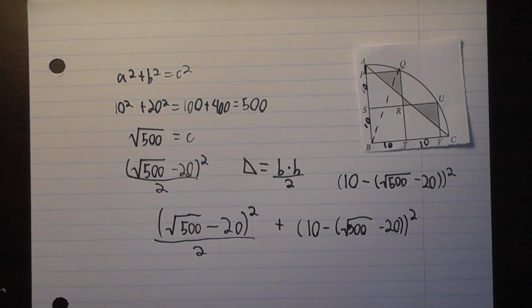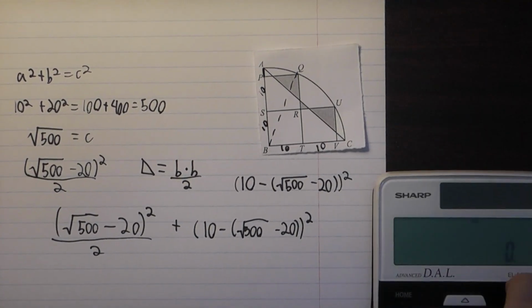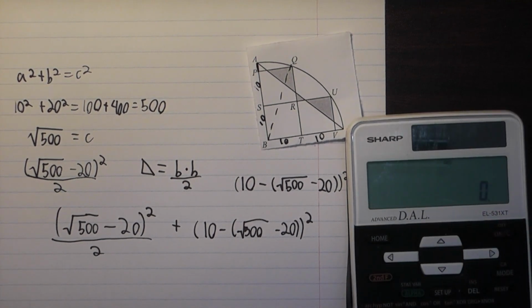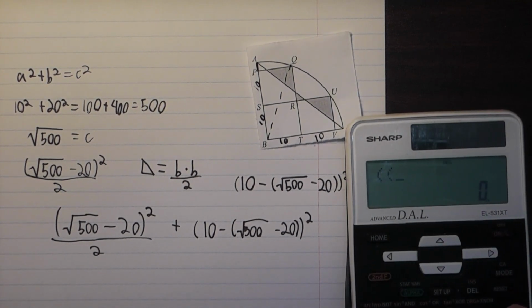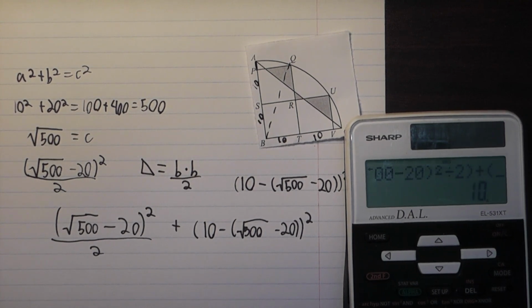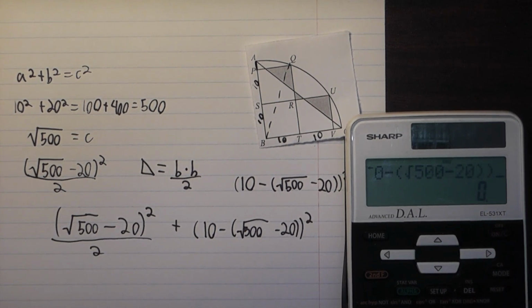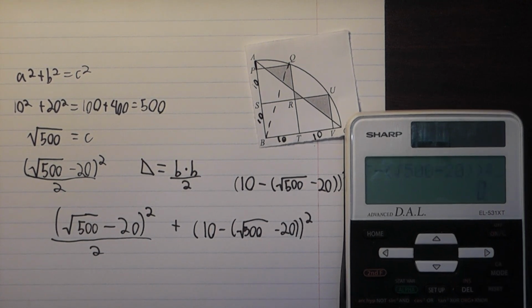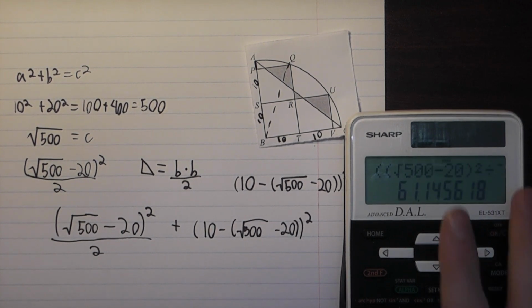So now it's time to put that into our calculator. So I'm going to put 2 brackets, square root 500 minus 20, closing bracket, squared, divided by 2, closing bracket, plus opening bracket, 10 minus opening bracket, square root 500 minus 20, 2 closing brackets, squared, equals about 61.